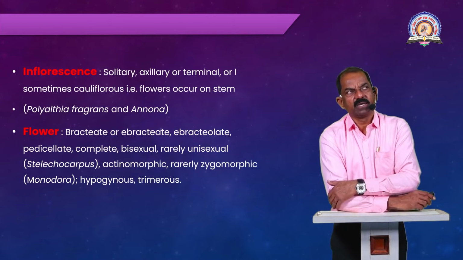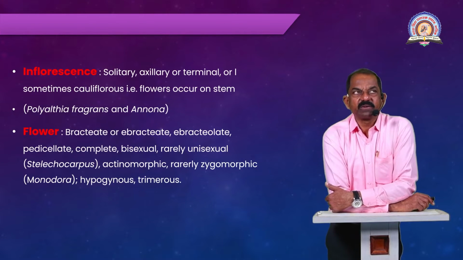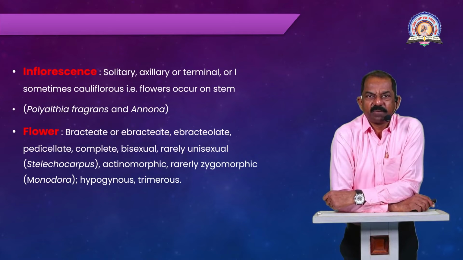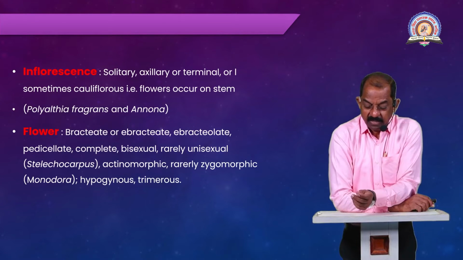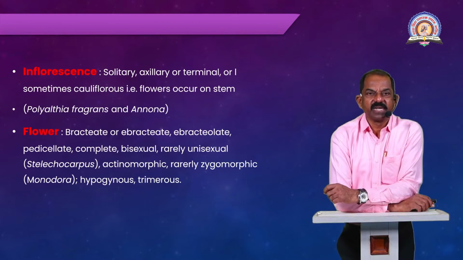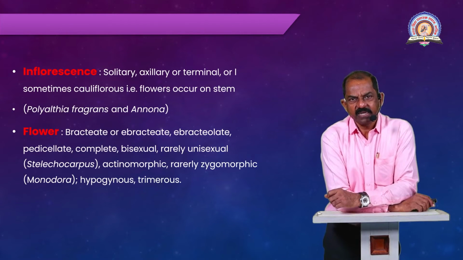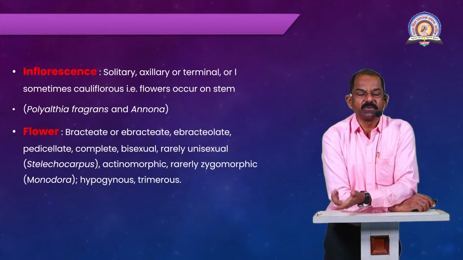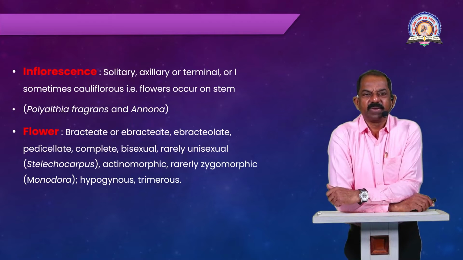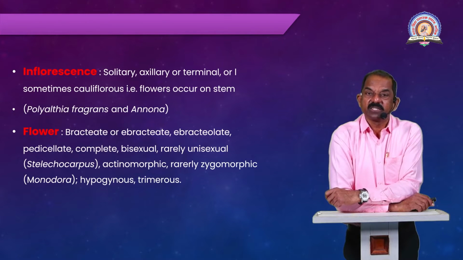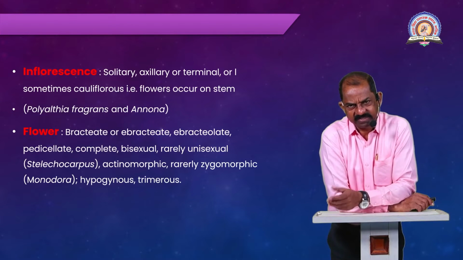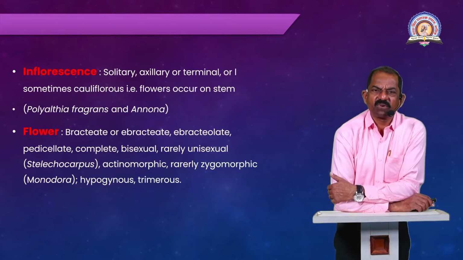Then the next is the floral characteristics of the family Annonaceae. What types of floral characters are present in the family Annonaceae? Friends, the inflorescence plays an important role in classification, identification, nomenclature, and simply in the taxonomy of the plant. The inflorescence present in the family Annonaceae is generally solitary. Yes, solitary in form. There are three types of inflorescence.